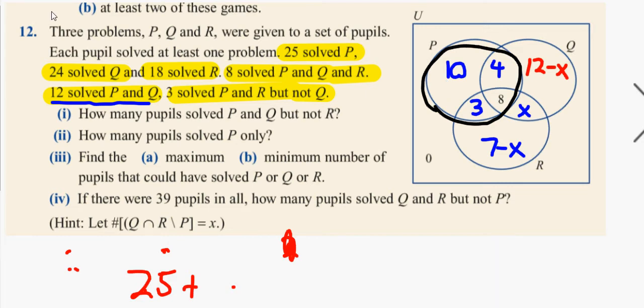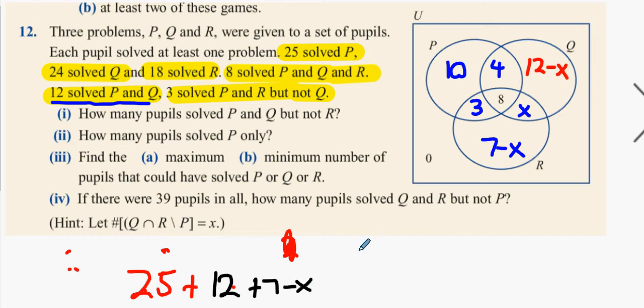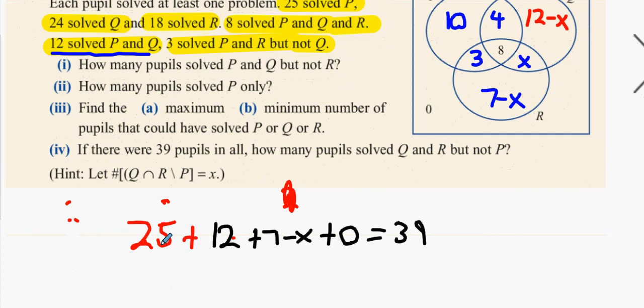Great. Now, we're going to do 12 minus X plus X. It's just 12. Add the two of them together, you just get 12. And then after that, it's just going to be 7 minus X plus the 0. And that has to equal 39. So how many people equals 39 there? 37, 44. 44 take away X equals 39. X will have to equal 5.